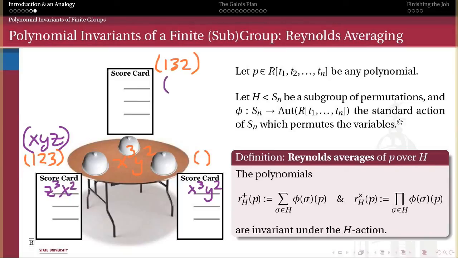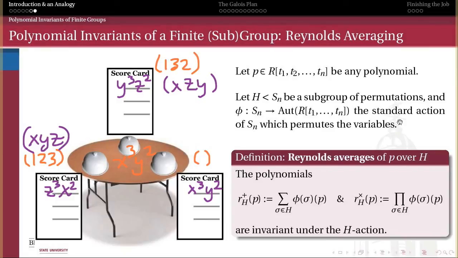And likewise up here, 1, 3, 2, this is the backward cycle, x, z, y. Where we used to have an x, now we're going to have a y, so it's going to be y cubed, and where we used to have a y, now we're going to have a z. We'll have y cubed z squared. And in this round, each of the scores is different. So then we take these group elements and we make them move around the table.